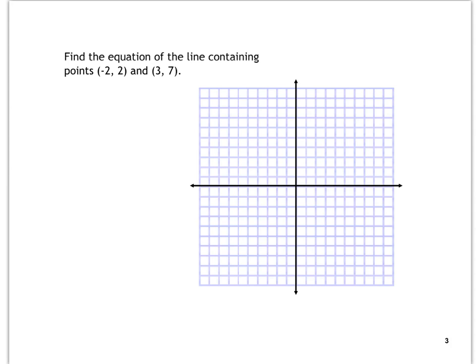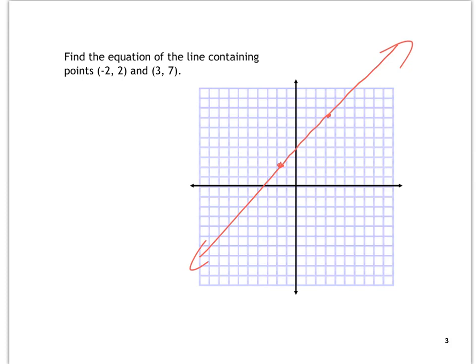Okay, let's do one right now. Let's find the equation of the line that passes through the points -2, 2 and 3, 7. Again, you don't need to do this, but oftentimes just drawing your picture is going to help so you can see what we're talking about. So this line is going to go through the points -2, 2, which is right here. And 3, 7, which is over 3 and up 7. That's going to be right here. Okay, so the line's going to look something like this.